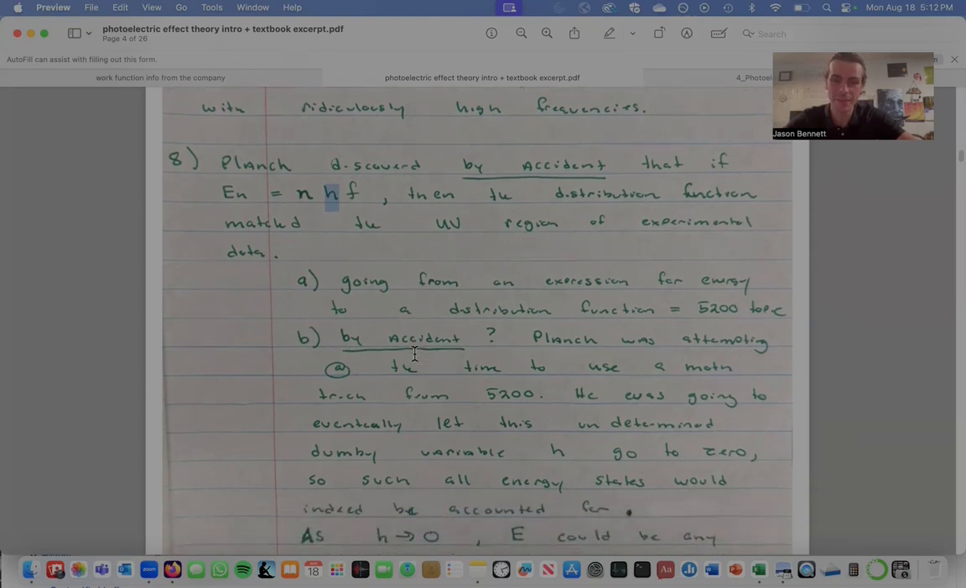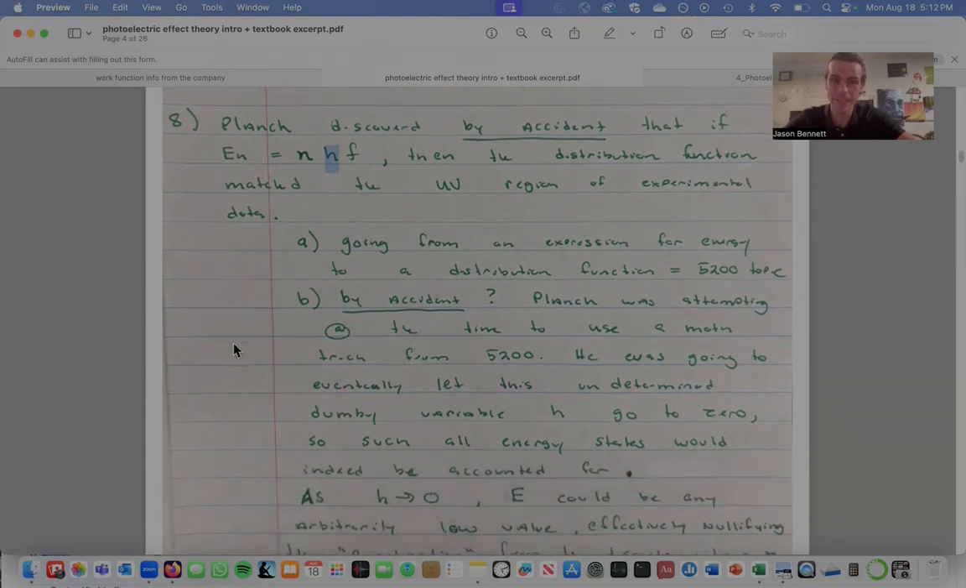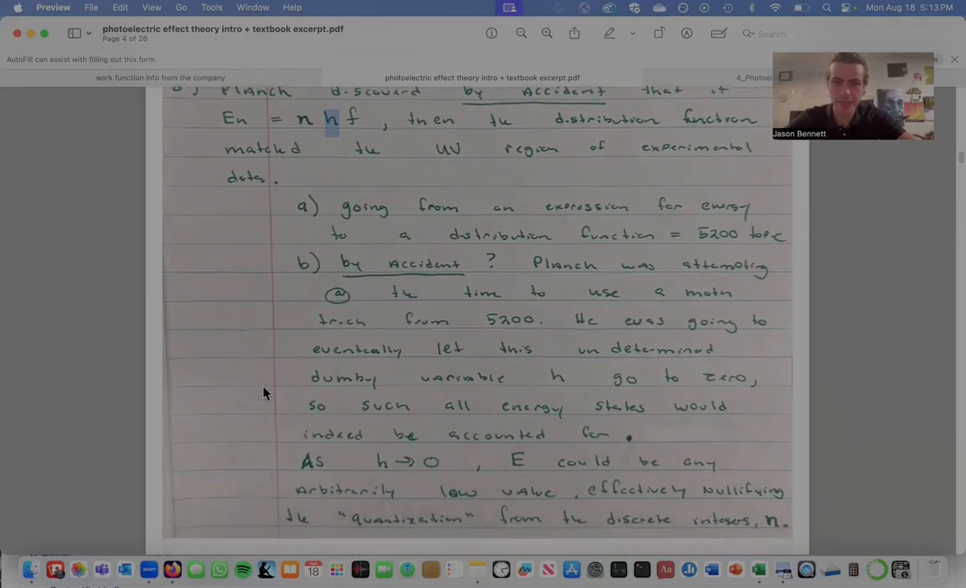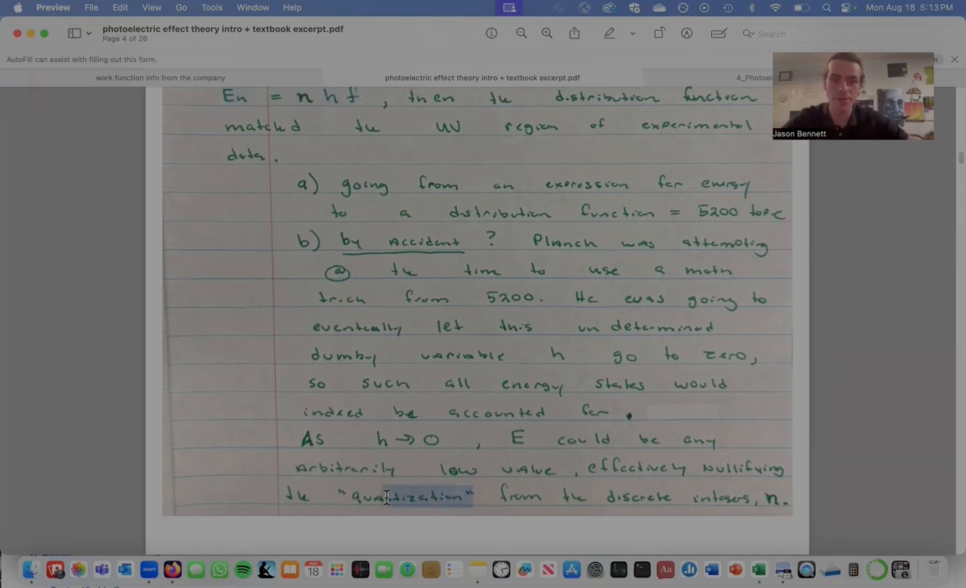He was eventually going to take the limit where that goes to zero. And so if that's true, then technically all the infinite possible energy states would be accounted for, but if h goes to zero, then the energy could effectively have an arbitrarily low value, which would effectively nullify this. And that's why this is like a math trick, because technically this means your energy levels are quantized. And at that point in history, people weren't doing that. That wasn't a thing that people did. So he would have gotten rid of his quantization by letting this limit occur.